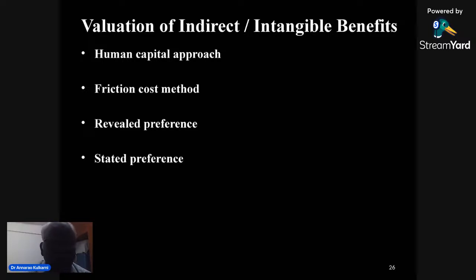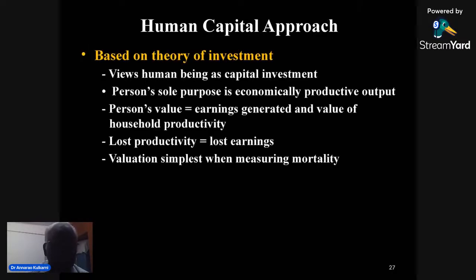Valuing indirect benefits in terms of productivity is done using what is called the human capital method. This is the most commonly used method. There are other methods also: friction cost method, revealed preference, and stated preference. The human capital approach for valuing indirect benefits in a cost benefit analysis is based on the theory of investment. People are viewed as capital investment whose sole purpose is to produce for society at large.